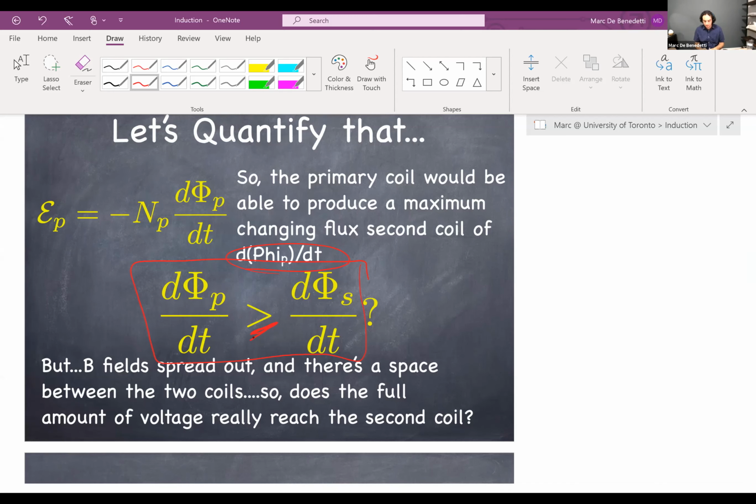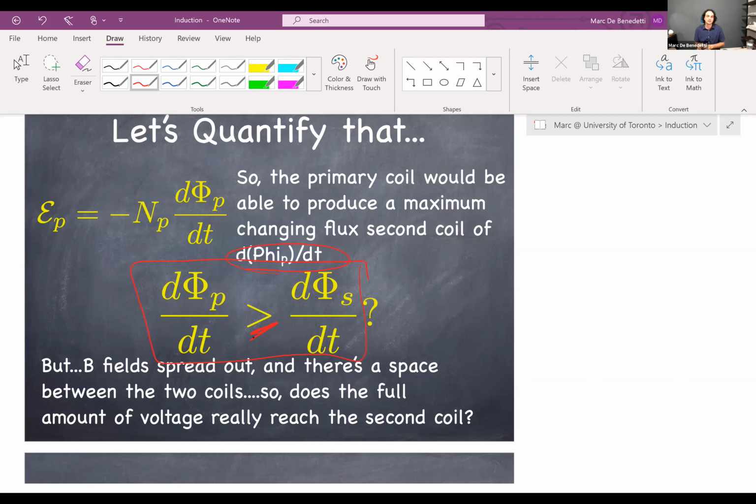Now, the question is, how do we maximize this? You know, obviously, if the primary itself is experiencing, let's say, 10 field lines, then it's impossible to make the secondary feel something more than 10, right? Because the primary is only generating, say, 10 field lines. But obviously, Faraday's law is the change in flux. So we want to maximize the amount of flux, the changing flux, that the secondary coil feels.